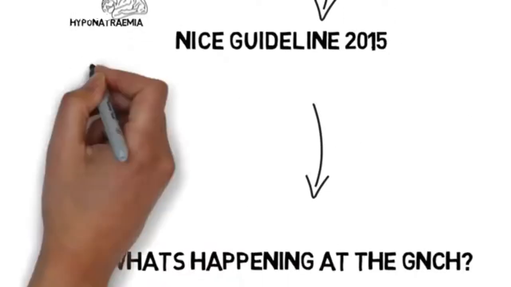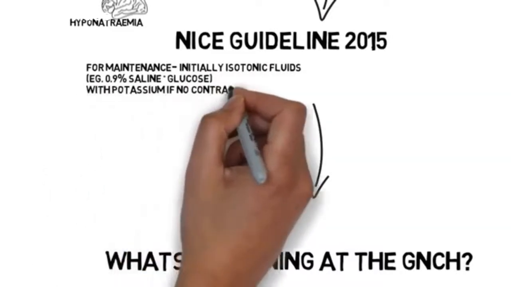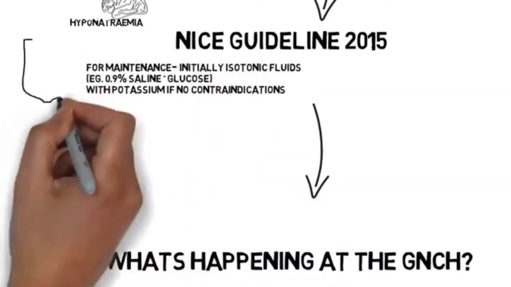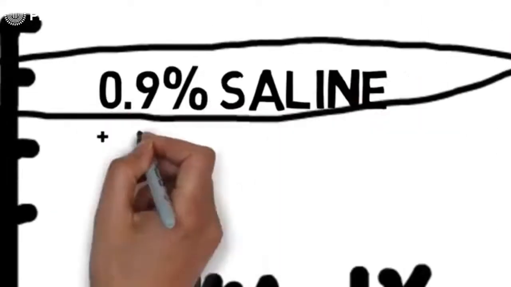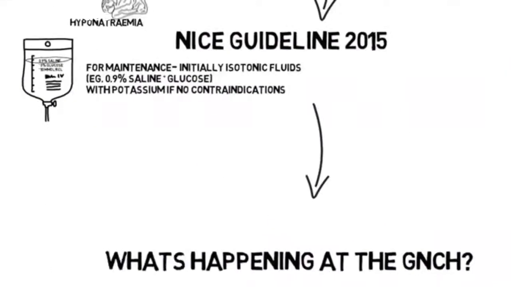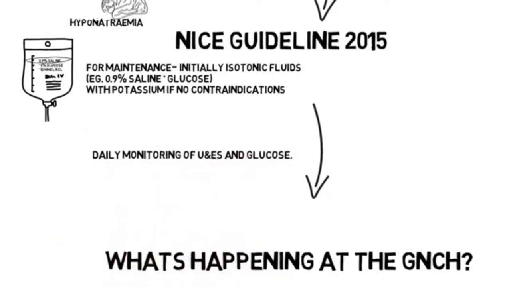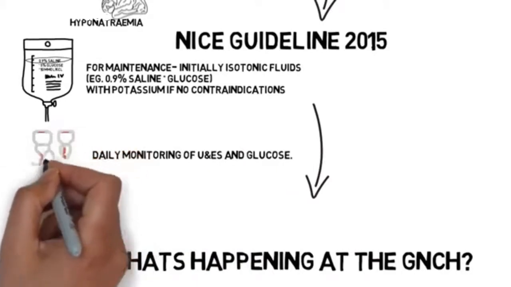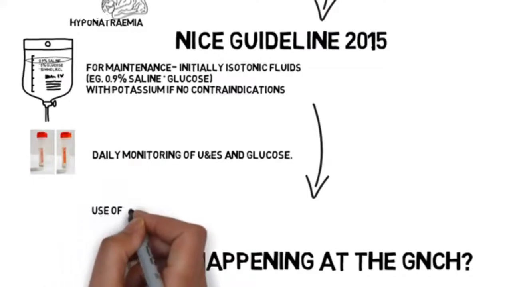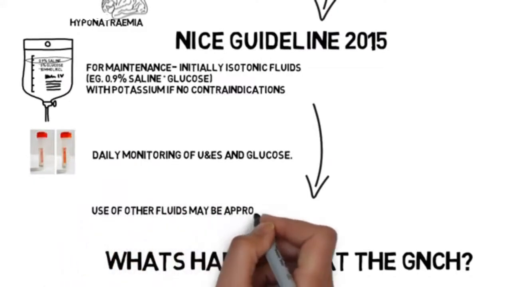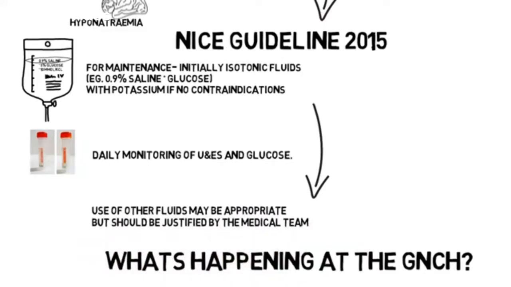The NICE guidelines state that for maintenance fluid, initially isotonic fluids, which in electrolyte composition most closely resemble normal human blood, should be used. Potassium should also be added routinely unless there's a contraindication, like renal failure. U&Es should be monitored daily to guide fluid prescribing. However, for lots of reasons, children might need alternative fluid prescriptions. If this is the case, decisions will be led by the responsible medical team.